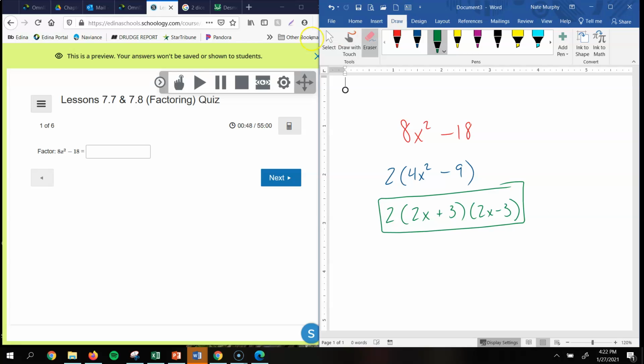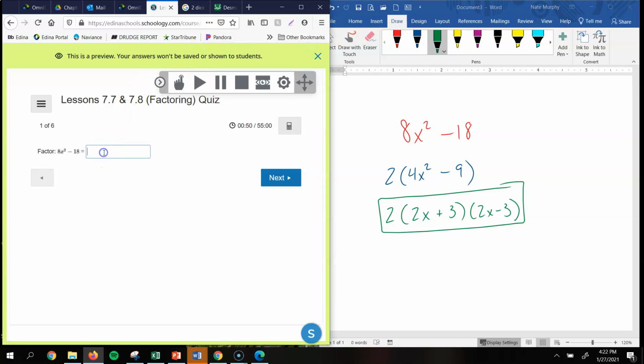So that would be your answer. You don't want to forget about the greatest common factor either that you factor out at the beginning. So you'd have 2 times 2x plus 3 times 2x minus 3. And if you switch the order around, if you had 2x minus 3 times 2x plus 3, that would be fine. You just want to make sure that you also still remember that greatest common factor to include that as part of your answer there.